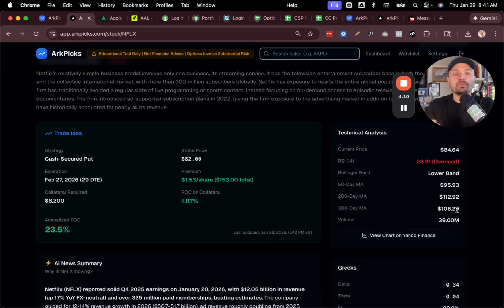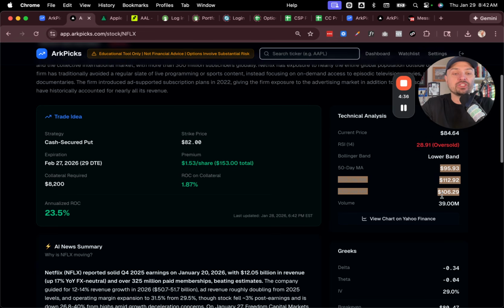So as you know, the most important moving averages, in my personal opinion, are the 50-day, the 200-day, and the 300-day, right? Any stock that I invest in, I am always a long-term investor on. So when I'm selling puts, I typically like to be around the 200 and 300-day moving averages, preferably always below the 50-day. And obviously, Netflix, in this educational example, is trading at $84. So we are way below all of those moving averages anyway.